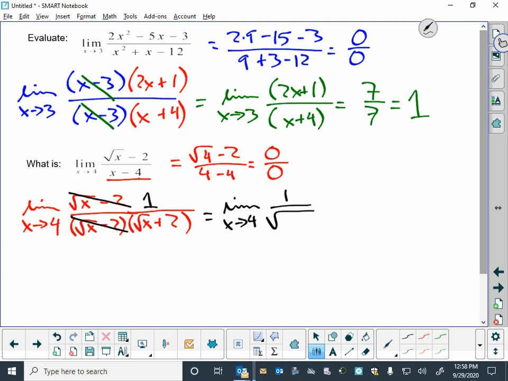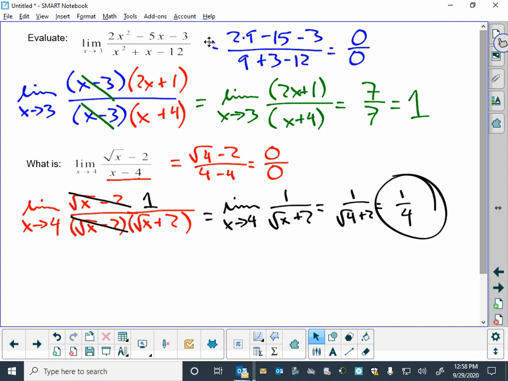So I'll look at the limit as x approaches 4, and what I'm left with now is 1 over the square root of x plus 2, which is 1 over root 4 plus 2, or 1/4, and the limit as x approaches 4 of (root x minus 2) over (x minus 4) should be 1/4. Lots of little tricks that we'll learn along the way, patterns that we hope that you get used to seeing.